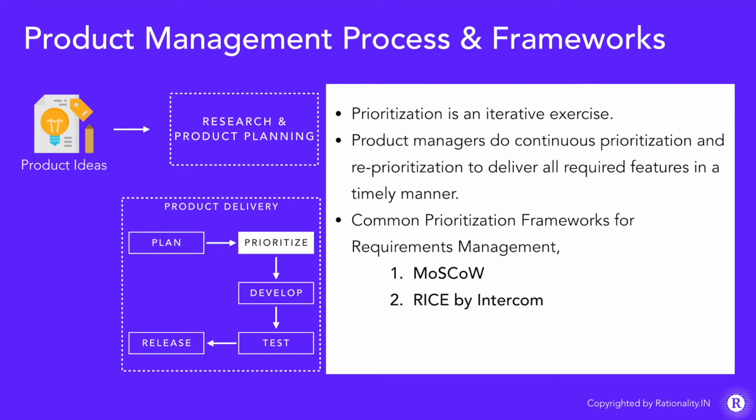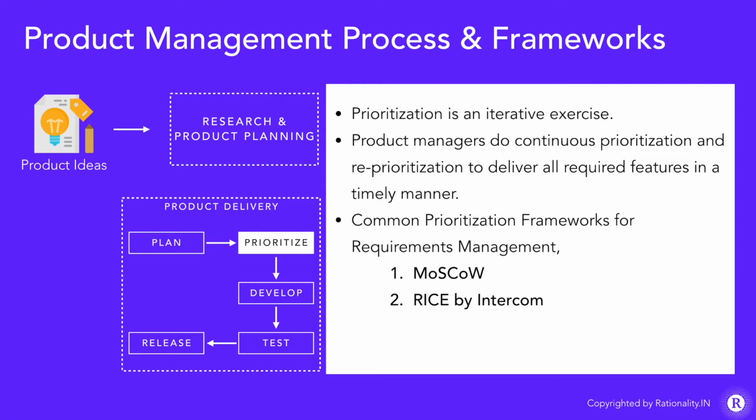Based on the available capacity and release planning, product managers may have to get into the product backlog items and prioritize them. Prioritization is required because you cannot ship the entire planned feature set. You need to identify a relative priority between each of these feature sets. Prioritization is an iterative exercise that factors in the value of the backlog items, stakeholder demands, engineering capacity, and other feasibility aspects. Product managers are expected to do continuous prioritization and reprioritization to ensure all required features are delivered in a timely manner. Some common prioritization frameworks are MoSCoW and RICE by Intercom.